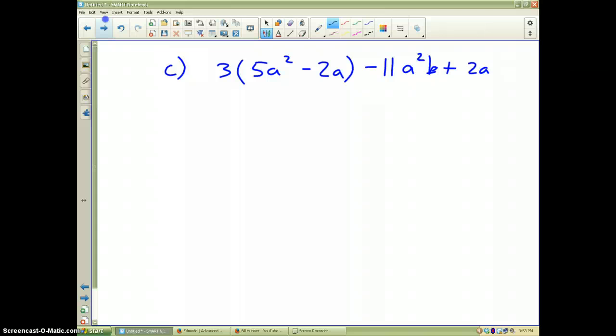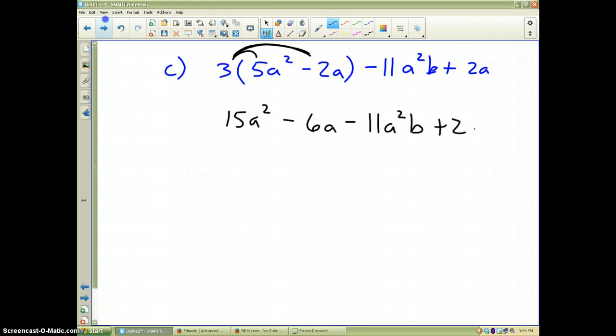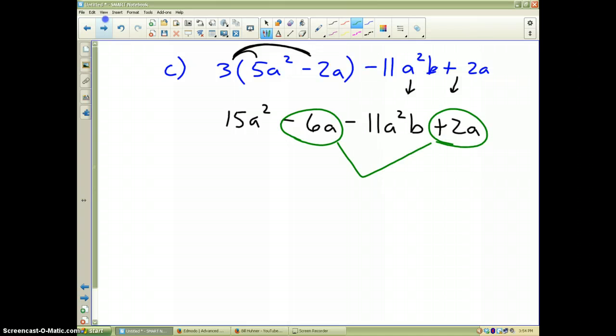To solve this problem, we got to get rid of the parentheses first. So we're going to take 3 times the stuff inside the parentheses. 3 times 5a squared is 15a squared. 3 times negative 2a would be negative 6a. Parentheses are gone. Minus 11a squared b plus 2a. We just bring that stuff down. Which ones are like terms? Well, upon inspection, the only thing that looks like they have the same letters and the same powers are the a's, negative 6a and positive 2a.